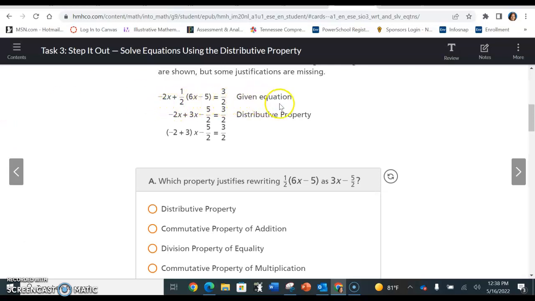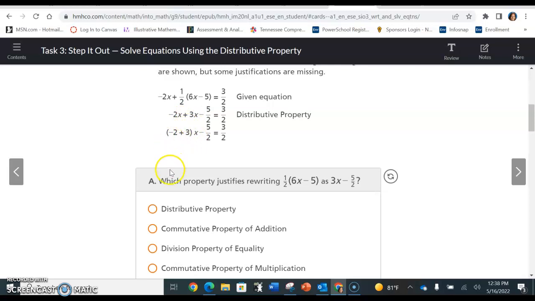All right, so you can see here, this is the given equation, and you can see the next step, they use distributive property. 1/2 of 6 is 3. 1/2 of negative 5 is negative 5/2. So here they use the distributive property to get rid of the parentheses. Once they do that, then they use the distributive property again to factor out this x. So negative 2x plus 3x. So they're combining like terms.